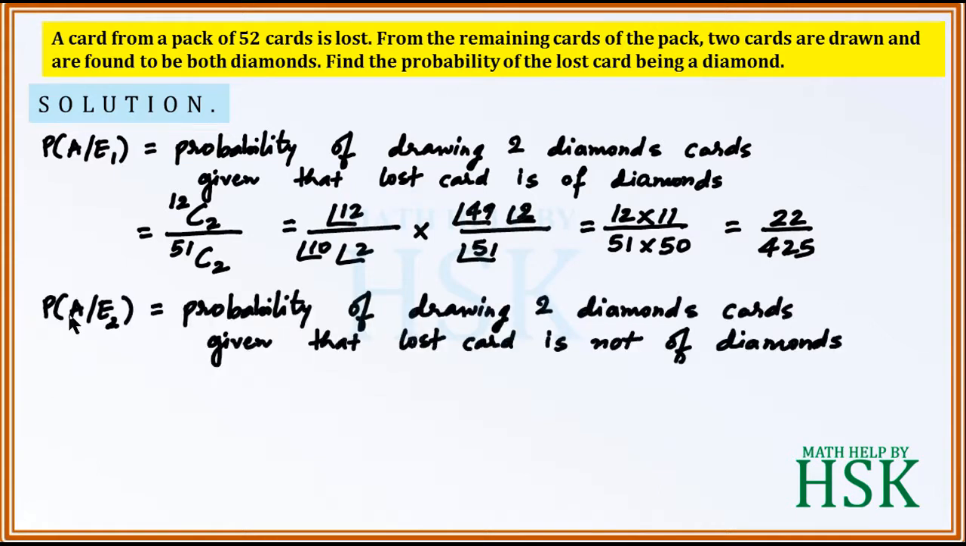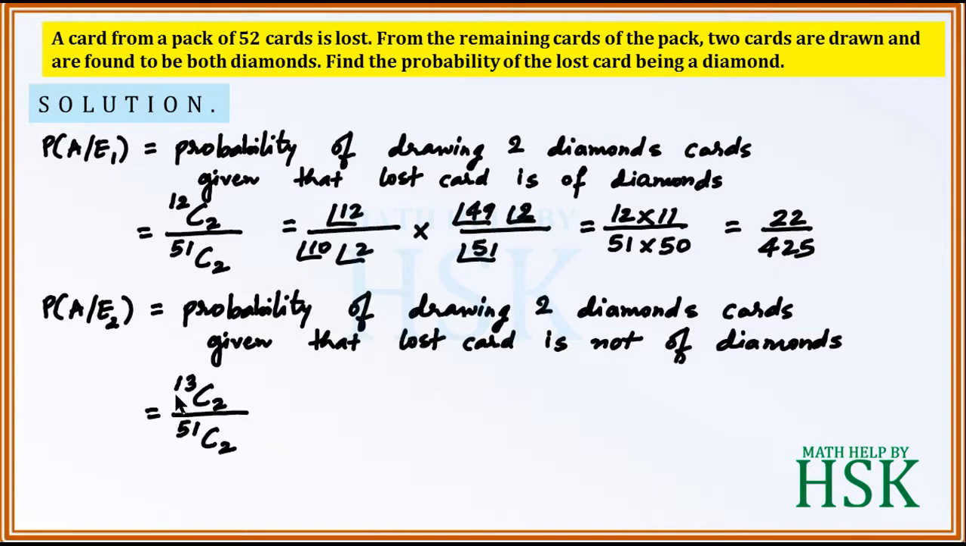Now probability of A given E2 is equal to the probability of drawing 2 diamond cards, given that the lost card is not a diamond. This would be equal to 13C2 upon 51C2. In this case 51C2 represents the total number of possible outcomes, that is the total number of ways of selecting 2 cards from the remaining deck, and 13C2 gives the total number of favorable outcomes, that is the total number of ways of drawing 2 diamond cards.